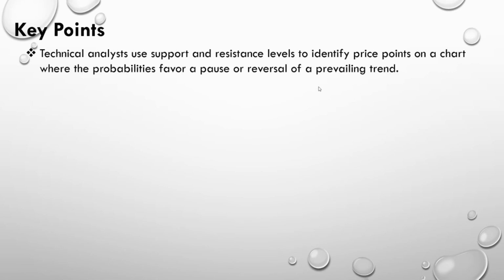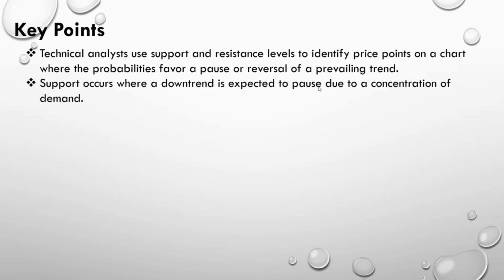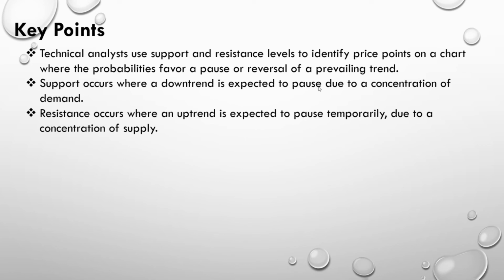Okay, so now key points we need to take away and remember about support and resistance. Technical analysts use support and resistance levels to identify price points on a chart where the probabilities favor a pause or reversal of a prevailing trend. Also, support occurs where a downtrend is expected to pause due to a concentration of demand. Resistance occurs where an uptrend is expected to pause temporarily due to a concentration of supply.